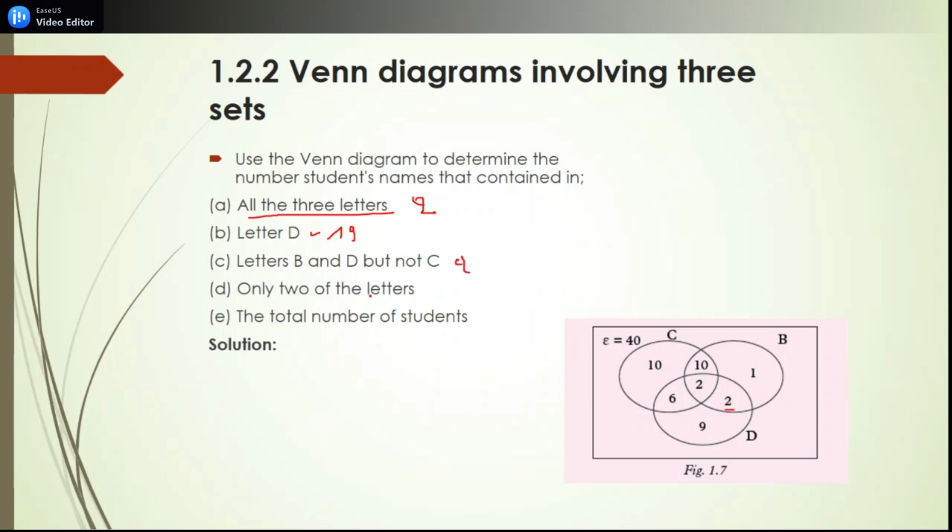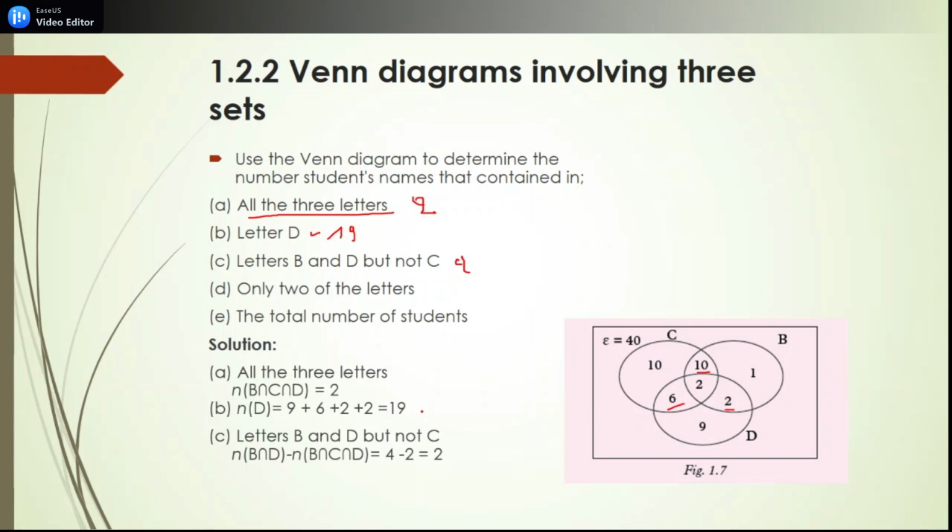Only 2 of the letters. When we add only 2 of the letters, you have 10, you have 6, and you have 2. We get 18. The total number of students, we add all students here. The total number of students is somehow equal to the universe.